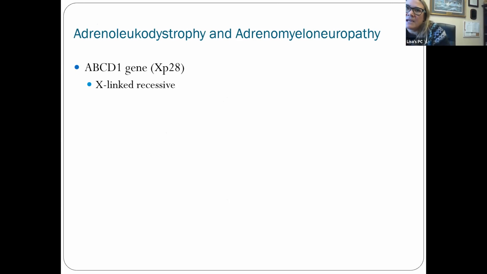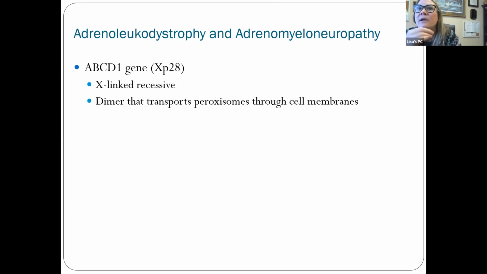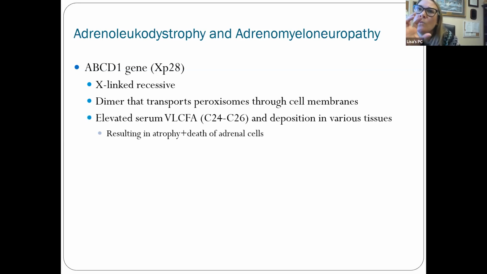So adrenal leukodystrophy is related to the ABCD1 gene, which is X-linked. This is an X-linked recessive disorder. And that gene is important for producing a dimer that transports peroxisomes through cell membranes. And so with this, you can't metabolize very long chain fats normally. So you get elevation of these very long chain fatty acids, and they get deposited in various tissues. And one of those tissues is the adrenal gland. And so over time, you can have atrophy and death of your adrenal cortical cells.